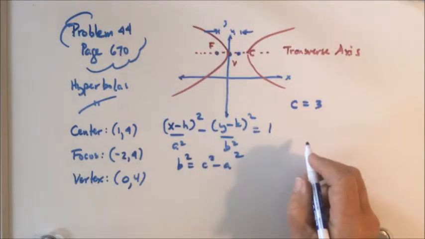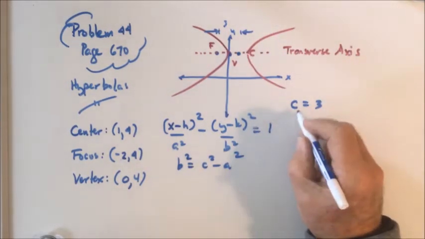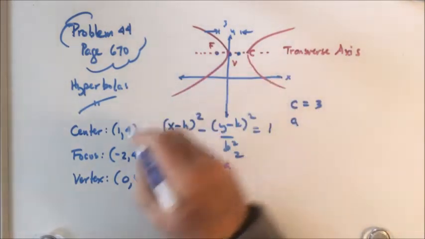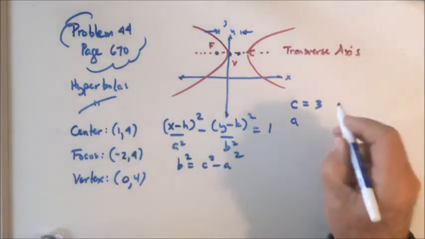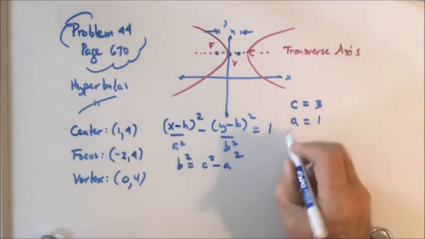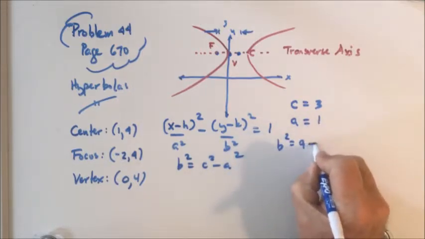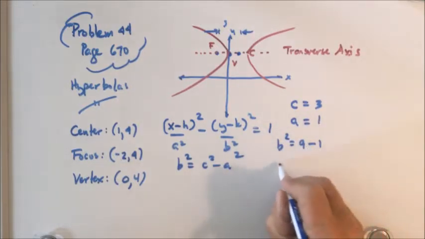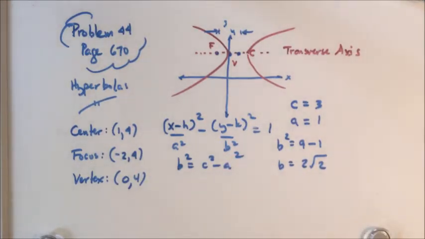And now the distance from the center to the vertex is a. The center is at 1, 4. The vertex is at 0, 4. So a is equal to 1. And then I can make use of this relationship to say that b squared is equal to c squared minus a squared, 9 minus 1, which is equal to 8. So b is equal to the square root of 8, which is 2 root 2.